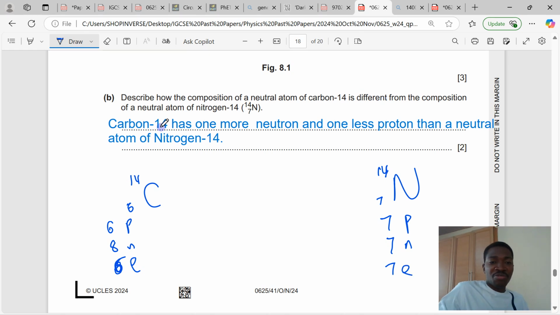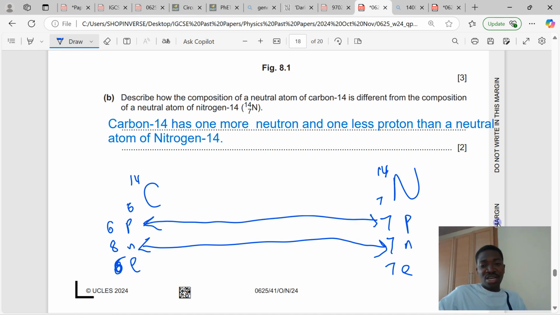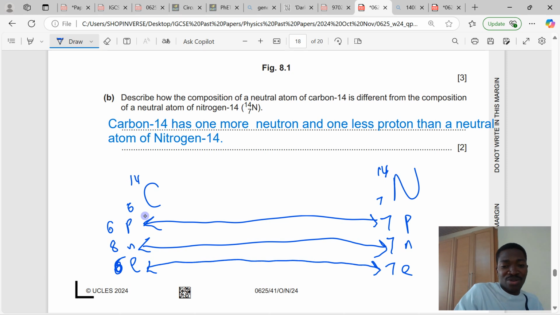So it simply means carbon-14 has 1 more neutron than nitrogen. You see, when you compare the number of neutrons, carbon-14 has 1 more neutron. Or you say carbon-14 has 1 less proton, since nitrogen has more protons. Or you can even say carbon-14 has 1 less electron, since it is neutral, it is not an ion.